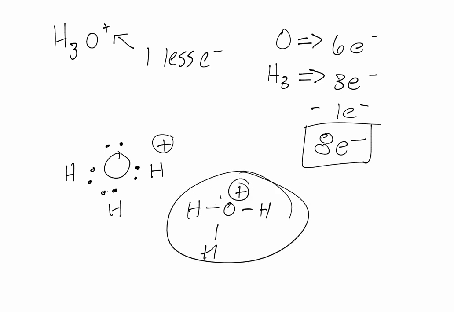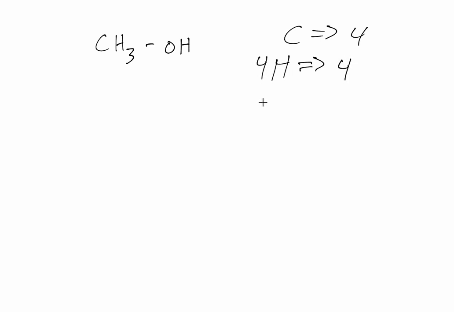So, our last example is going to be CH3OH. So first, like we did last time, let's count the total number of electrons. 4 from carbon, 4 from the 4 hydrogens, and 6 from oxygen, giving us a total of 14 electrons.